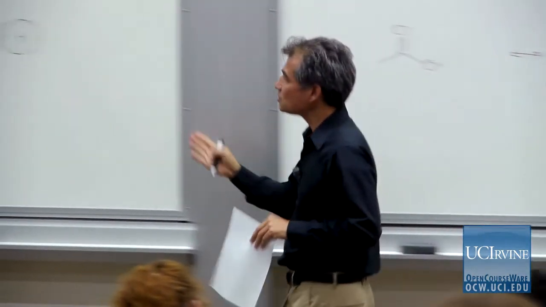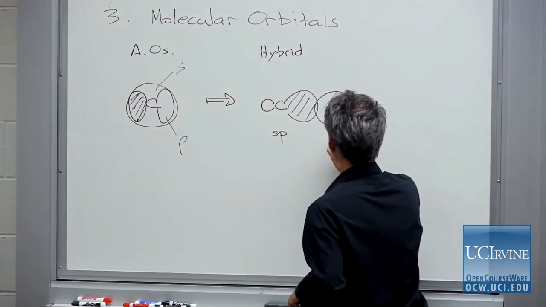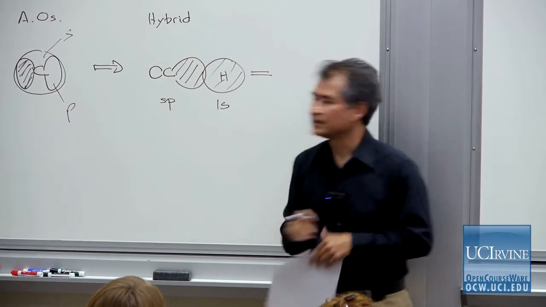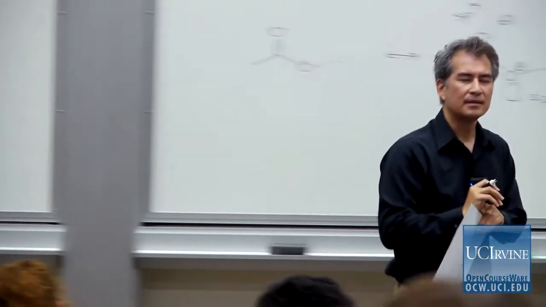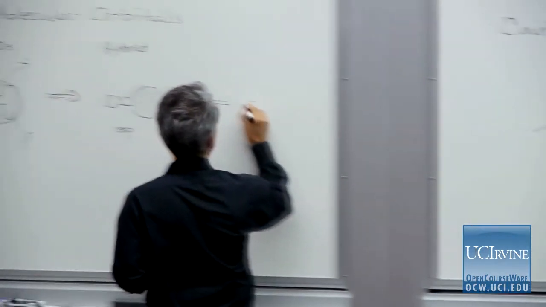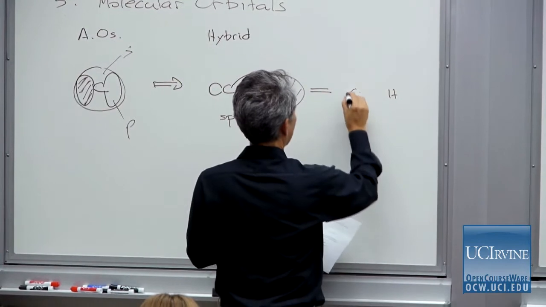And when I mix these two orbitals together, when I mix this 1s orbital on hydrogen with this hybridized sp orbital on carbon, I get a new bond. And that's a sigma bond. And it has a shape that looks something like this. Let me try to get this right.